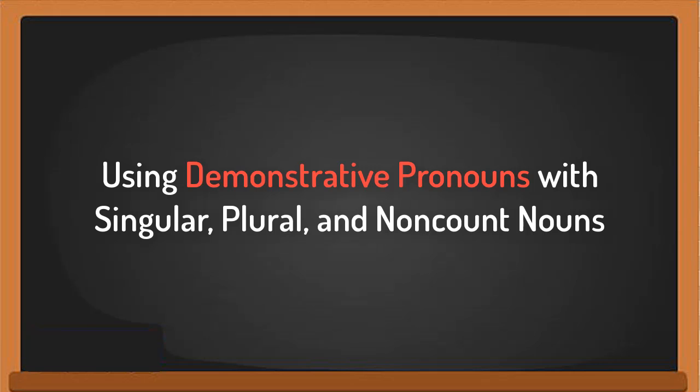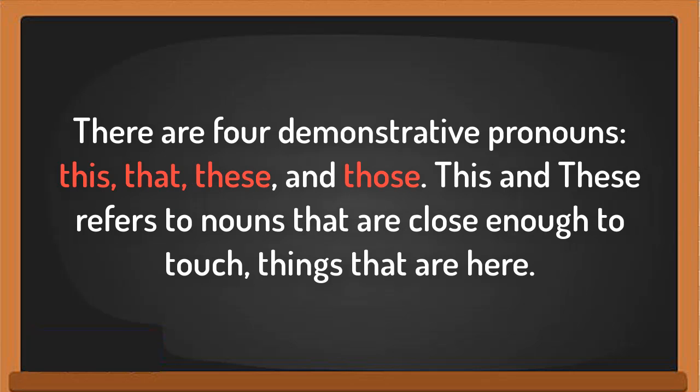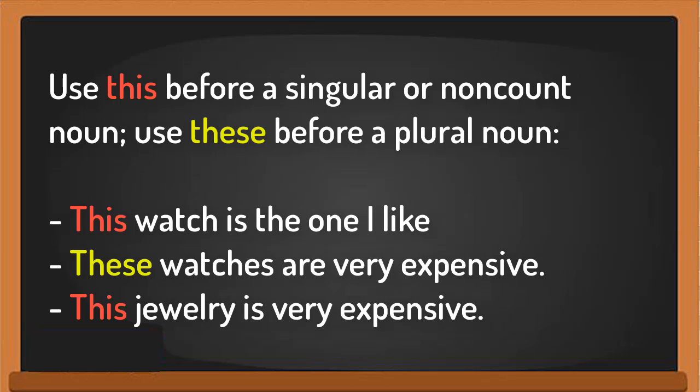Okay, now for the last topic, we're going to discuss using demonstrative pronouns with singular, plural, and non-count nouns. So what is a demonstrative pronoun? There are 4 demonstrative pronouns: this, that, these, and those. This and these refer to nouns that are close enough to touch. Without moving, you can touch it. Things that are here, close to you. You use this before a singular or non-count noun, and you use these before a plural noun.